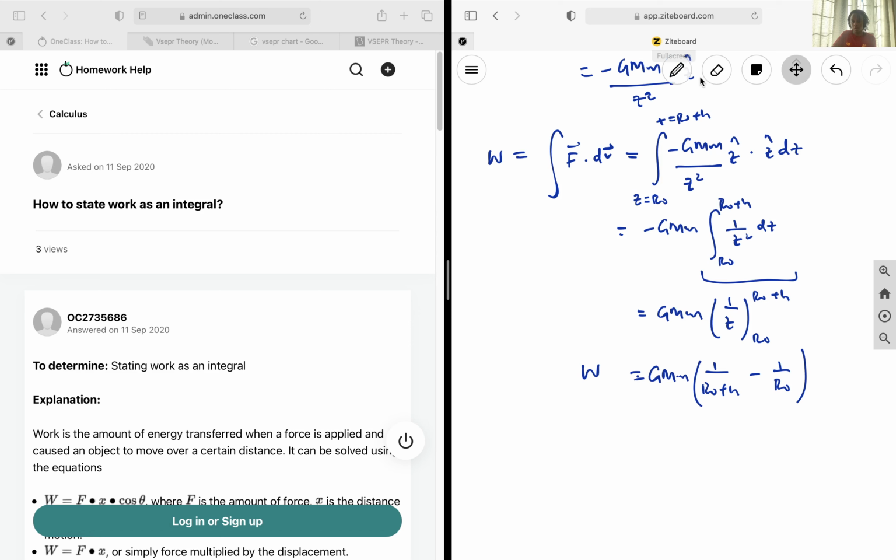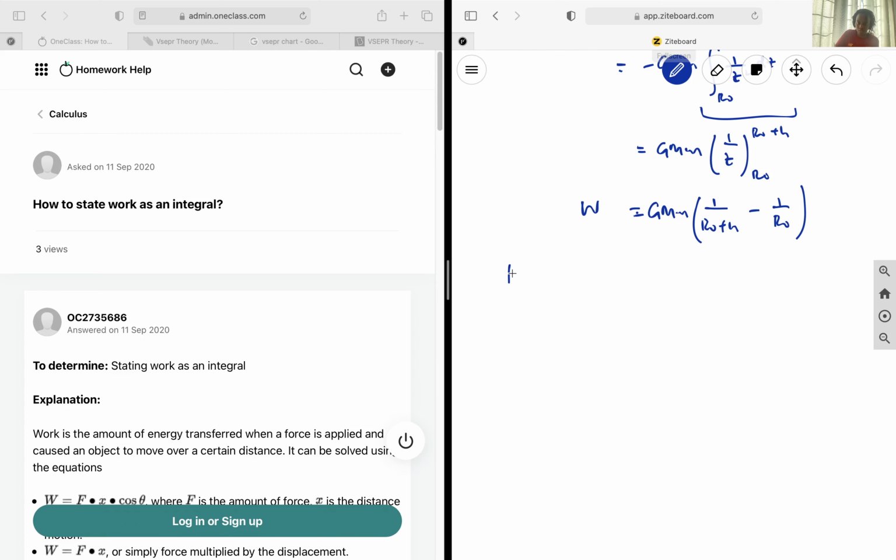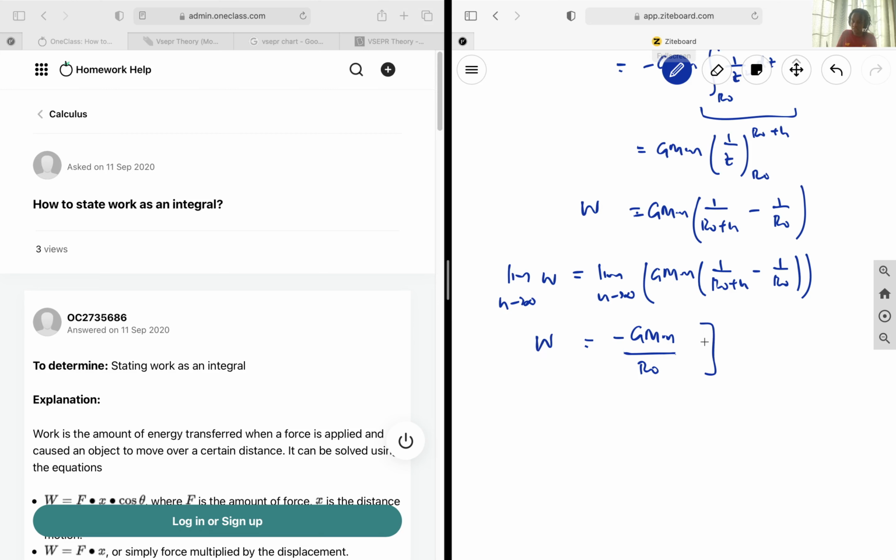as the rocket goes from the surface of the Earth to height h above the surface of the Earth, so R0 plus h. And then remember, lastly, we want this to be escape velocity, which is when h is going to infinity. So we'll want the limit as h approaches infinity of W. And so this would be the limit as h approaches infinity of GMm times 1 over R0 plus h minus 1 over R0. And this is going to give us the answer of negative GMm over R0. And this would be the total work done as the rocket escapes Earth's gravitational pull. Since it's negative, that means that the gravitational field itself is gaining energy and work is done by the force to the field. And that's going to be our final answer.